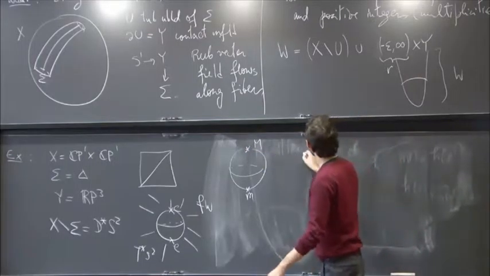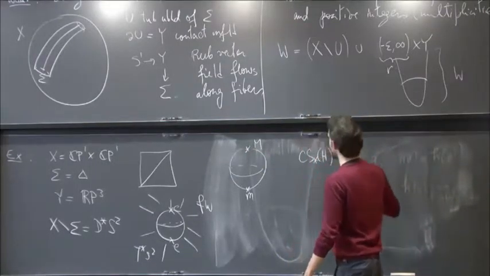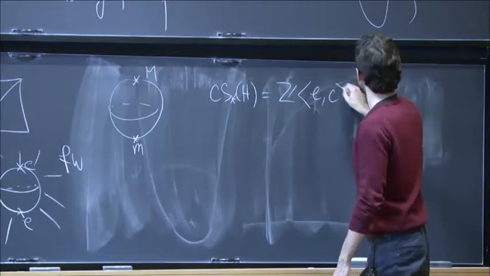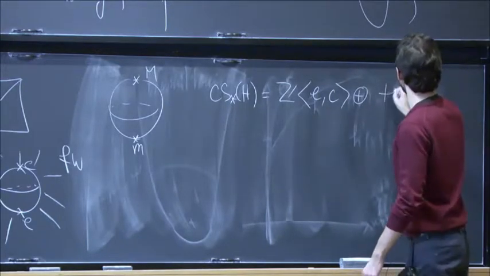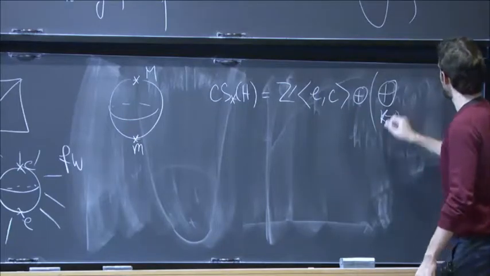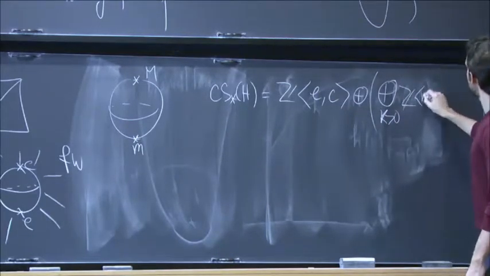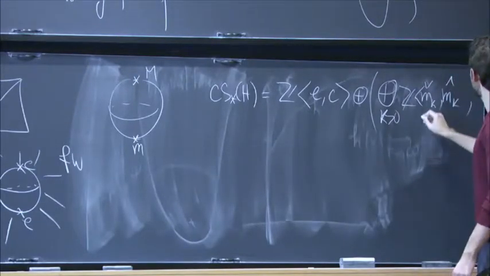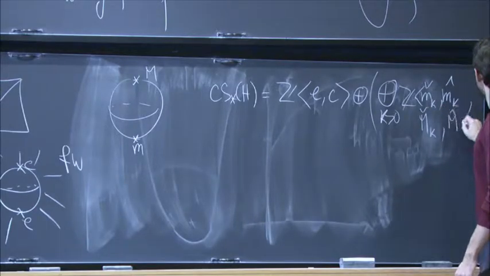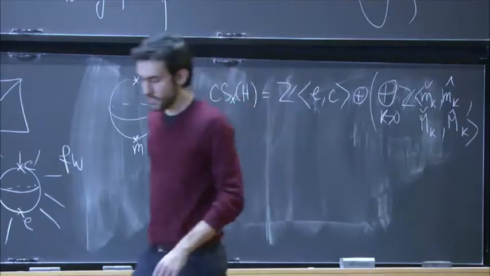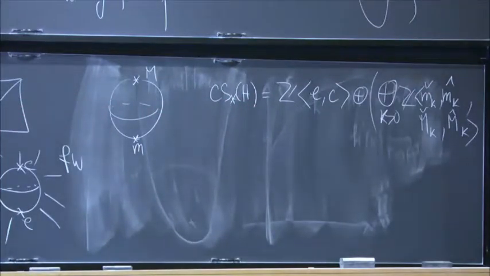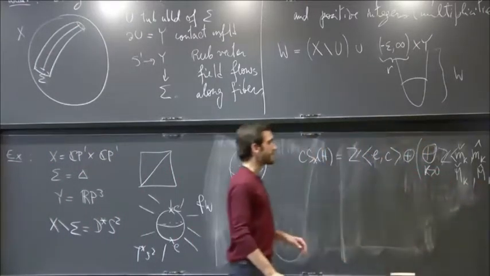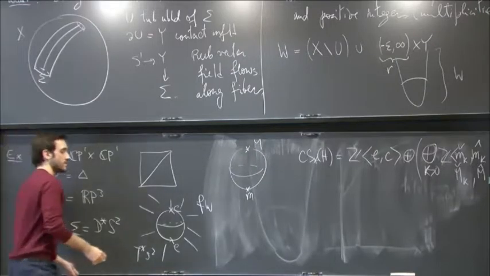And so my chain complex in this case is just going to have as generators E, C, and then a sum over positive integers k of Z, and then I have small m check, small m hat, big M check, and big M hat. Okay, this is not really very interesting, but I'm just giving this simple example to show you that everything becomes very explicit in this model. Okay, this is just the simplest case we can consider.